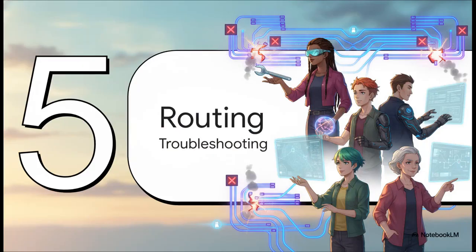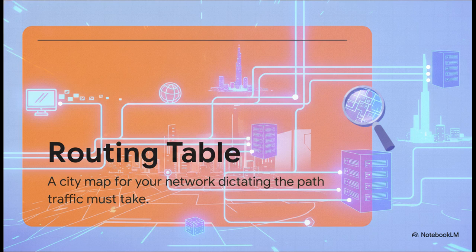Okay, so our interfaces are up and running. Let's move to Section 5, Routing and Troubleshooting. To send data anywhere outside your immediate local network, Linux relies on a routing table. Red Hat uses this really great metaphor. They call it a city map for your network.